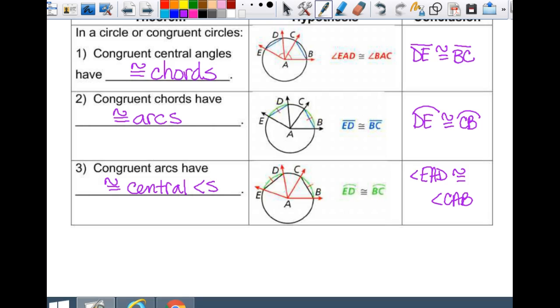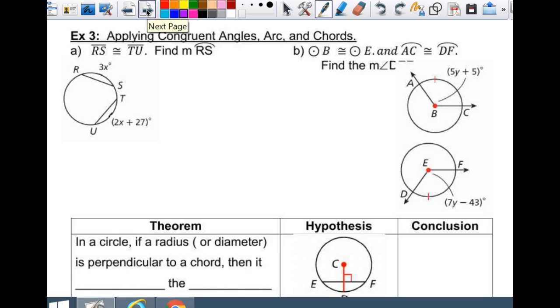I kind of feel like this could all just be written as one big thing because, like I said, they all go together. This tells me that if I have congruent arcs, then my central angles are congruent. And then if my central angles are congruent, then my chords are congruent. Right? So basically, if one of these three pieces that relate to each other, if you have one set of congruent things, it automatically makes the other two congruent. It just takes a couple theorems to get there, but it's all the same. Questions? All right, awesome. Next page then.